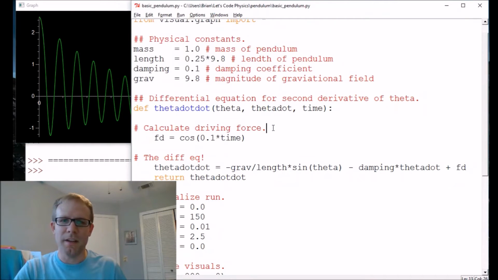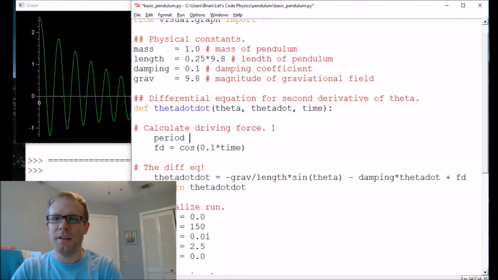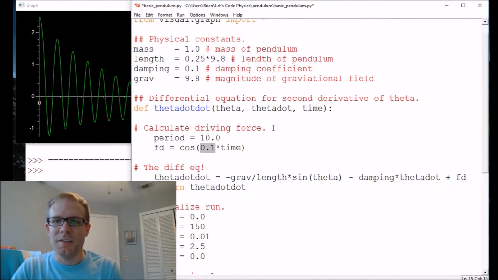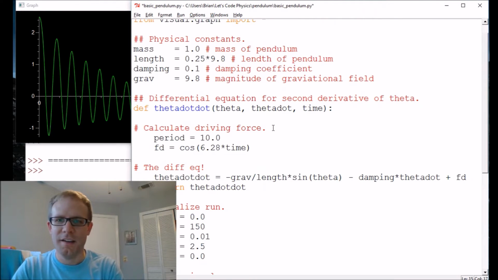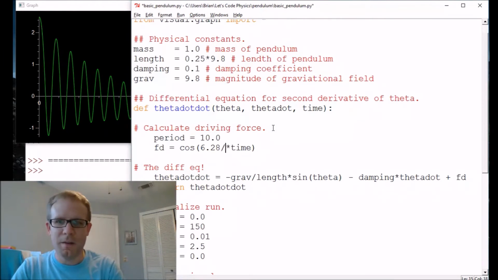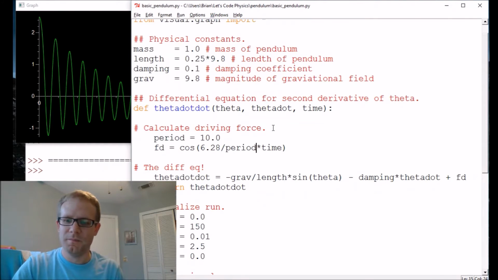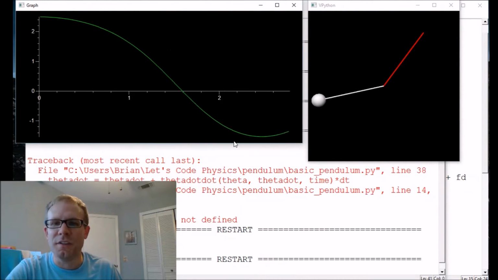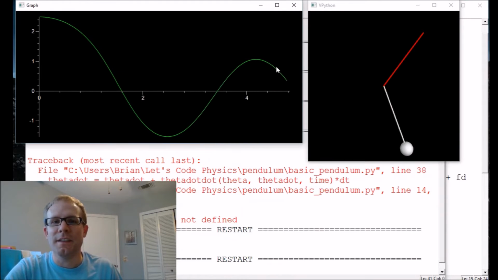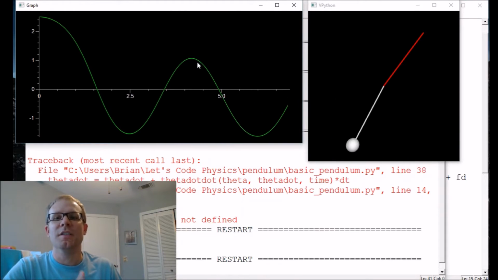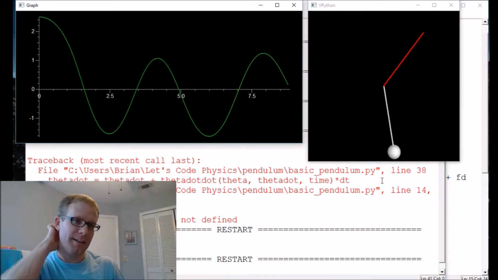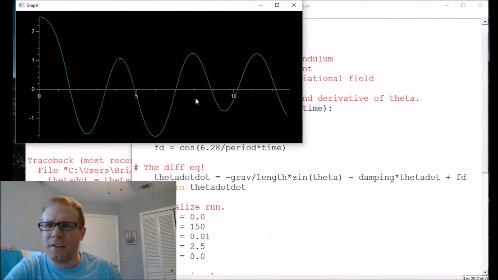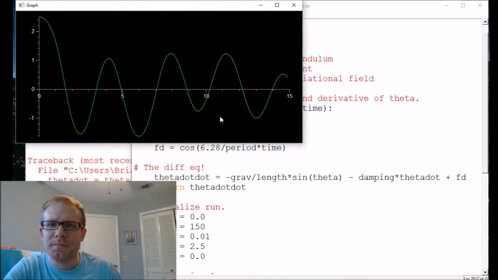Actually, why don't we make it to where we calculate a period here. Let's give an explicit period of 10. And so then this thing can be 2 pi divided by the period. There we go. So this thing should end up with a period of 10 eventually. Obviously right now it doesn't have a period of 10. It's got something close to its original period. But as the driving force acts, this period should end up matching that on the graph.